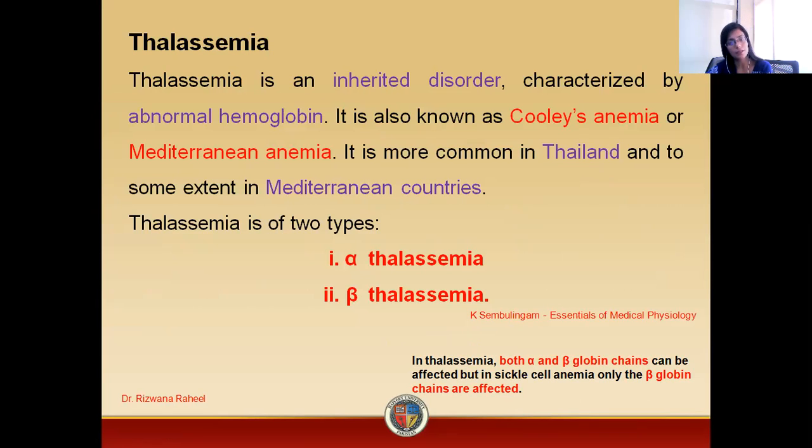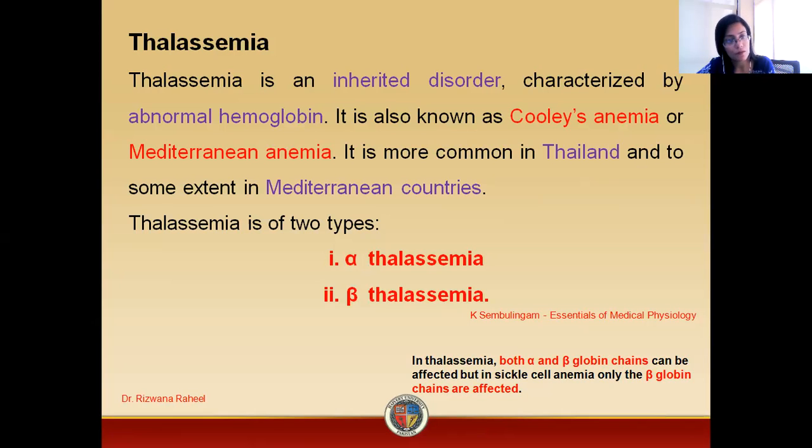Now coming towards the thalassemia. Thalassemia is an inherited disorder like sickle cell anemia in which we have abnormal hemoglobin. It was previously known as Cooley's anemia because he was a scientist who presented the clinical features regarding thalassemia. So, this is quite common in Mediterranean countries like Spain. While the sickle cell anemia was common in Africans, this thalassemia is most common in Thailand and in Mediterranean countries.